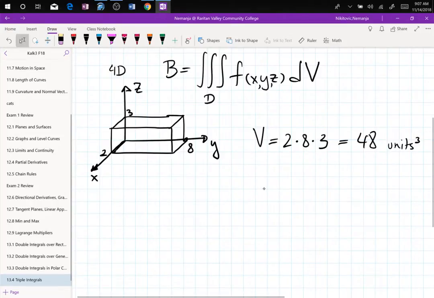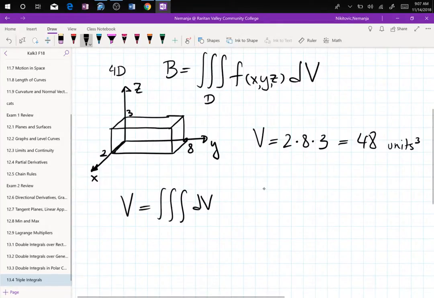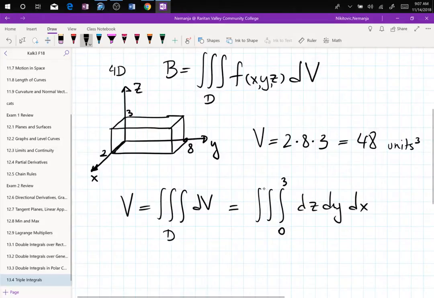Now, is there a way for us to deal with this? If someone says, but why, right? And you say, well, yeah, volume is going to be the triple integral dV. You decide over region D, right? And then you decide that the triple integral, you're going to use, let's say, dz, dy, dx. What are the limits of z? Well, it's a rectangle. So it's 0 to 3 on the inner one, because that belongs to z. Middle one is the y, so that's 0 to 8. And outer is x, 0 to 2.